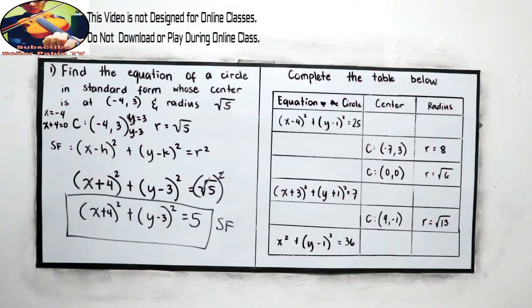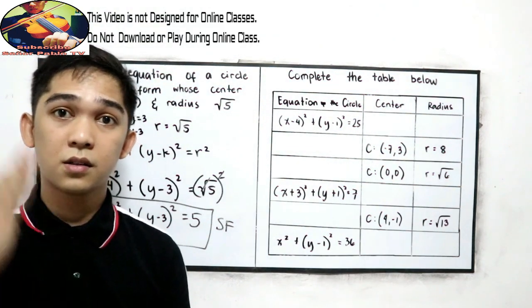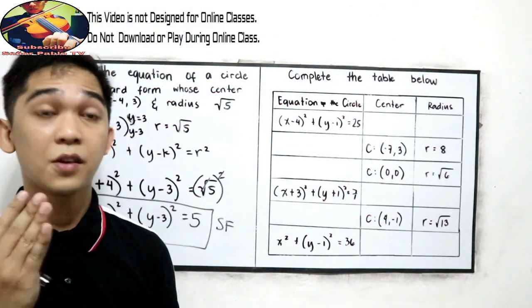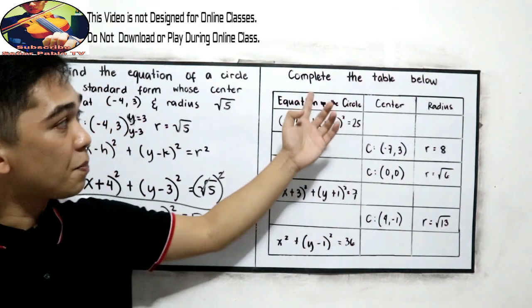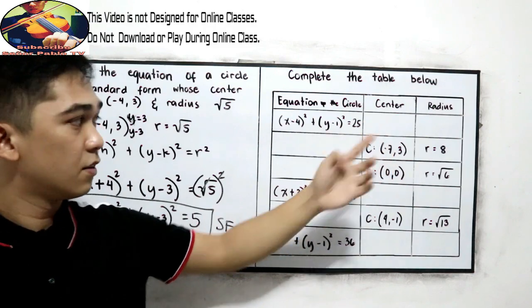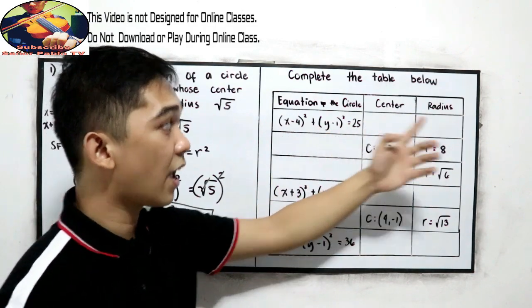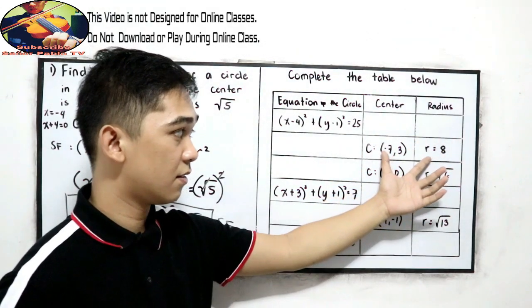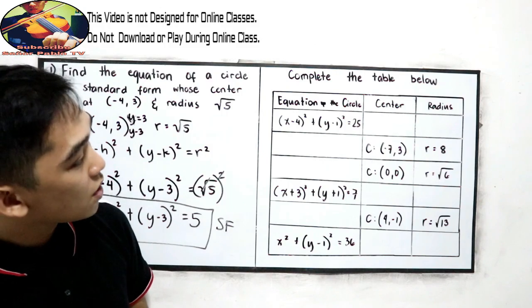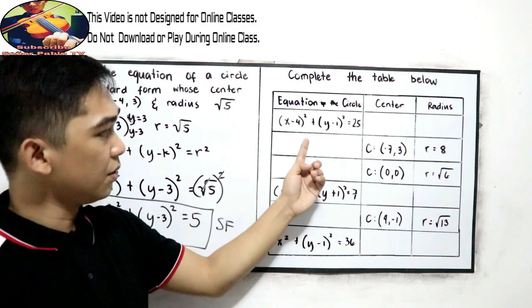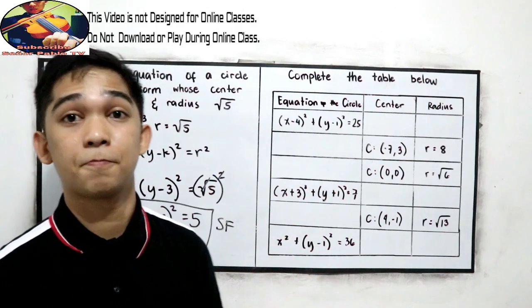Now, let's find out the relationship between the center, the radius, and the standard form, or the equation of the circle. Complete the table below. So we're going to find the center and the radius. Next will be the equation of the circle. Now, I will answer 1 and 2. Then you're going to answer 3, 4, 5, and 6. Okay?